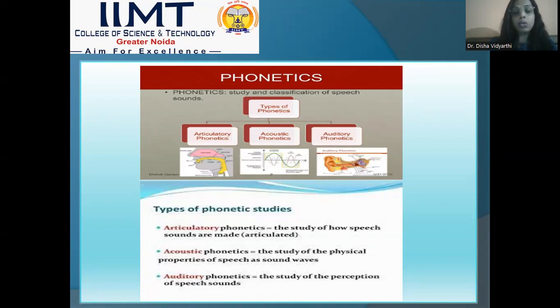The next is acoustic phonetics, the study of the physical properties of speech as sound waves. It means how these sounds are transmitted from the speaker to the receiver. Because when a speaker speaks and the listener receives those sounds, there's a transmission: how they are produced and then how they are transmitted. That category comes under acoustic phonetics. The next is auditory phonetics, the study of the perception of speech sounds. It means how you hear them, how you listen to them, how you perceive them.